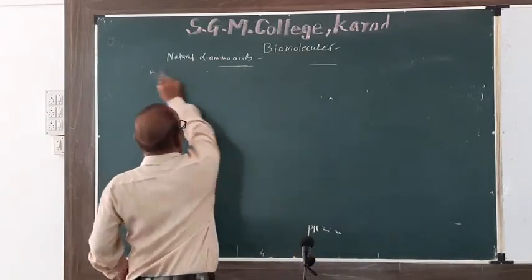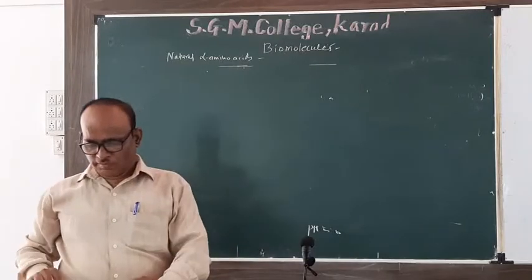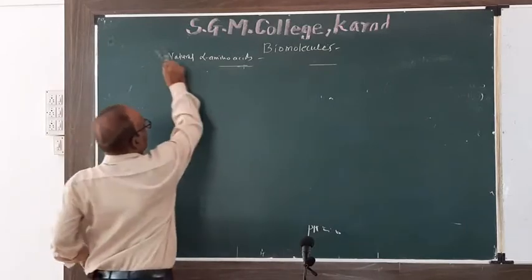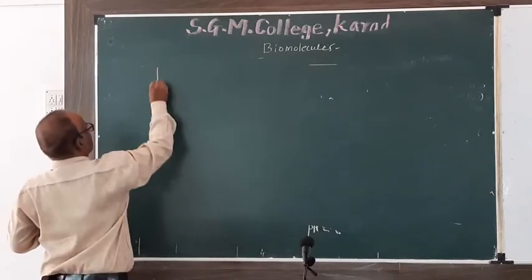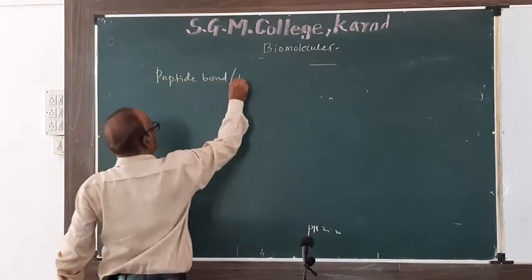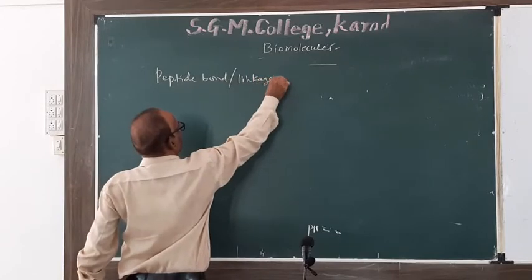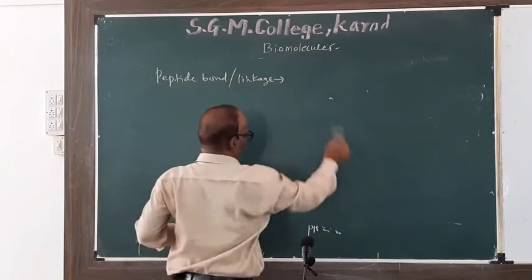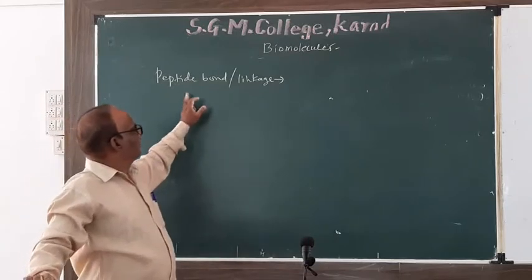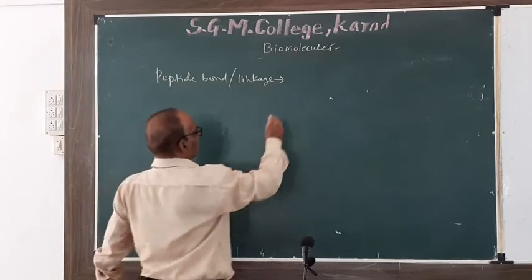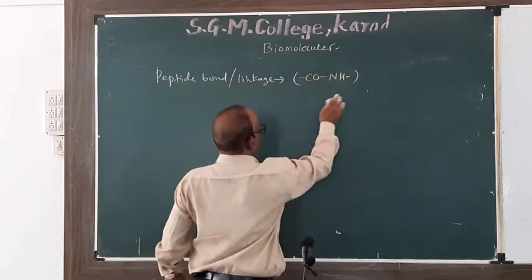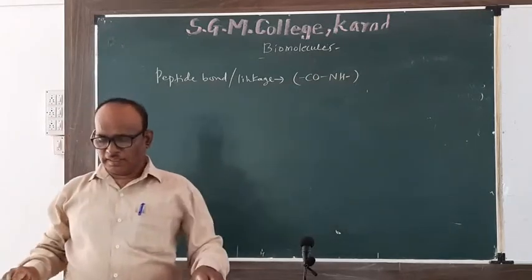Then the next point is peptide bond, or peptide linkage. This linkage is present in proteins. The alpha amino acids are joined together by a peptide bond or peptide linkage. This linkage has the formula CONH. It is also called an amide linkage.